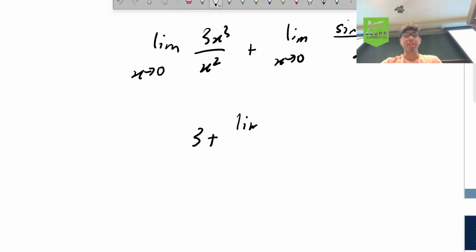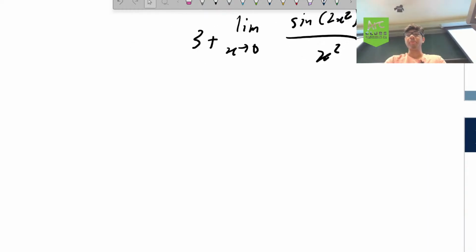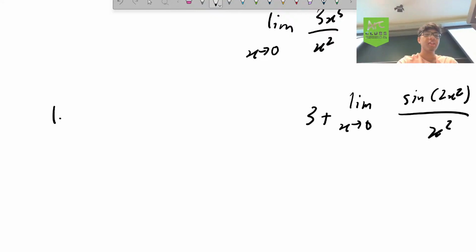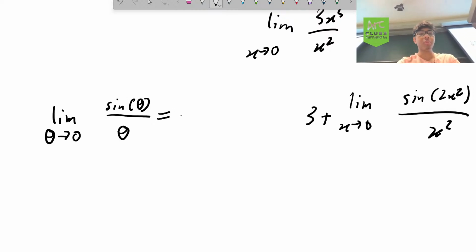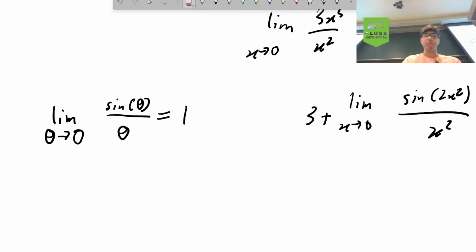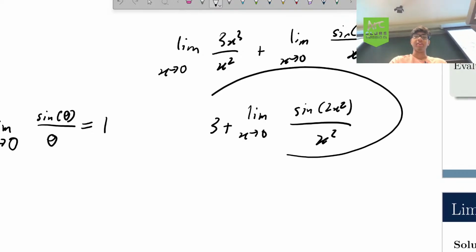This other side is a little bit trickier, but it helps us to use something that we know already. One thing you might recall is that the limit of theta going towards 0 of sine theta on theta equals 1. This is a limit that will be really helpful to us, and we can apply it in lots of different ways. So let's see how I can use that here.